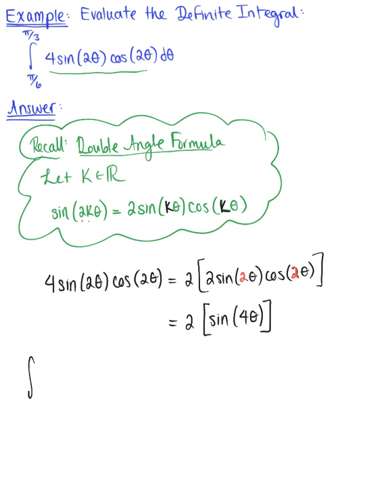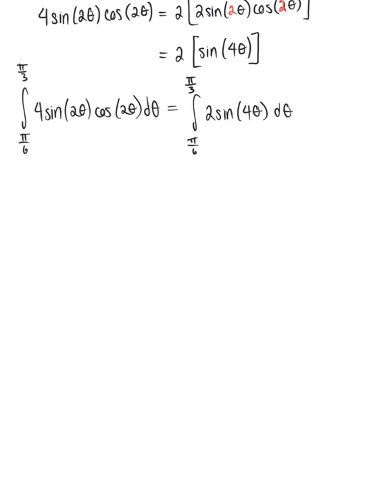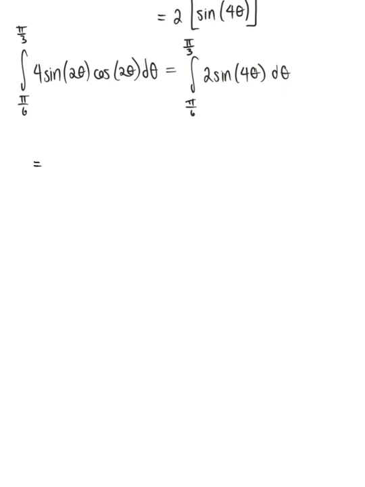So we've taken the definite integral from pi by 6 to pi by 3 of 4 sine of 2 theta cosine of 2 theta d theta, and we've rewritten it in its equivalent form, the definite integral from pi by 6 to pi by 3 of 2 sine of 4 theta d theta. And we're ready to integrate. So this integrates to 2 multiplied by minus cosine of 4 theta divided by 4, and we're going to evaluate from pi by 6 to pi by 3.